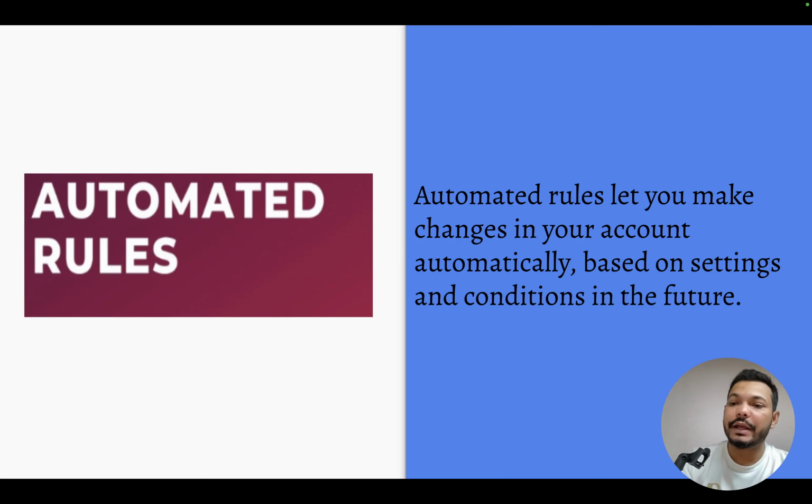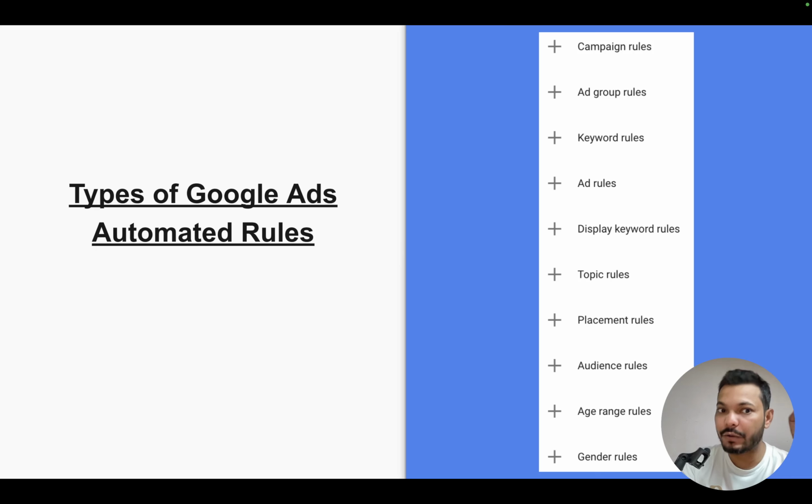So let's say if you feel that your campaign is not performing well, or your ad group is not performing well, then you can simply pause the campaign and the ad group by using the feature of automated rules. We have multiple automated rules available in the account, which start with campaign rule, then we have ad group rule, keyword rule, and then a long list of other rules. All these rules help us to optimize the campaigns and the account as per our requirement.